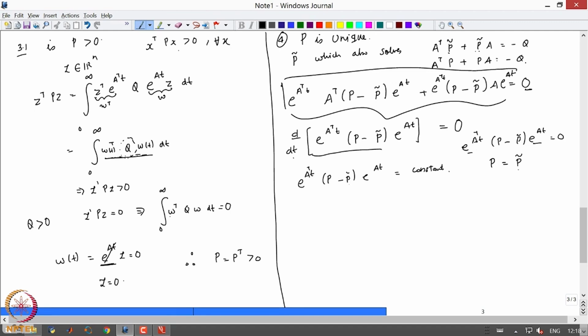Okay, now how do I show that this is actually 0? Look at this expression carefully. This is actually a constant. So, if I were to plot this with time, this function, e power A blah blah blah, is constant. If this is constant, whatever value it holds for t equal to 0 should hold for t equal to 10, t equal to 100, and all the way as t tends to infinity.